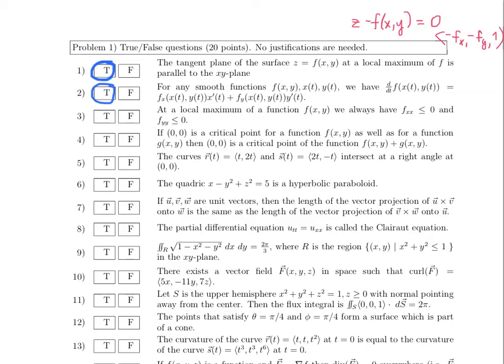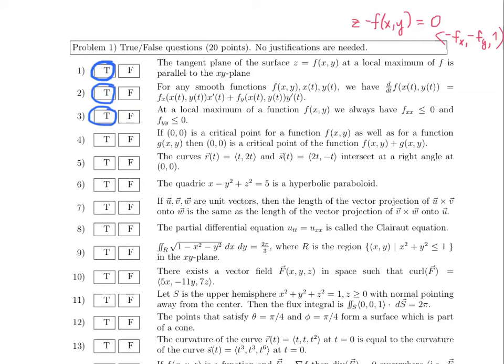At a local maximum of a function f of x, y, we always have f_xx less than or equal to 0 and f_yy less than or equal to 0. Is that true? In fact, it is. This is very similar to the second derivative test, except in multiple variables. Note that if f_xx or f_yy, either of them, were greater than 0, then the function would be increasing in some direction. And since we're at a local maximum, that cannot be the case. In order to be at a local maximum, f_xx and f_yy must both be negative.